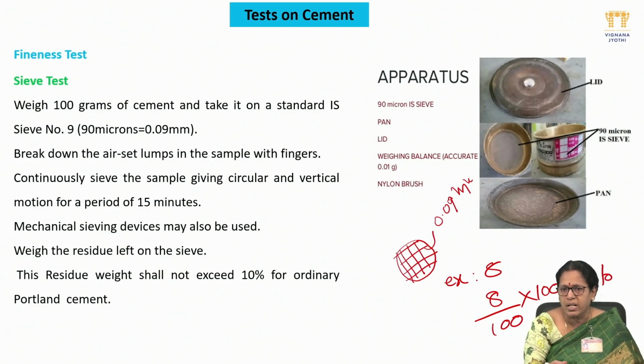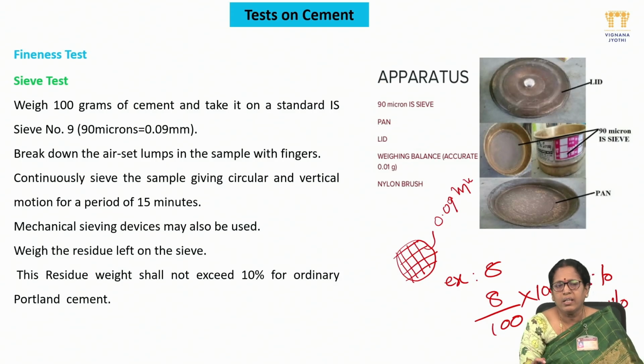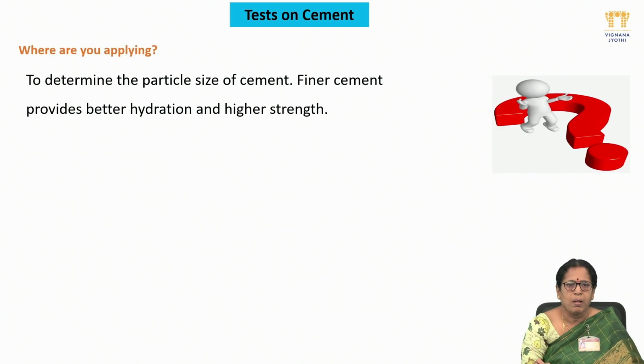Your fineness test result was 8%. As per IS standards, this should not be more than 10%. It implies that your cement is of good quality. Like this, the fineness of cement test will be done with IS sieve number 9, which has an opening of size 90 micron. Where will you apply this fineness test?